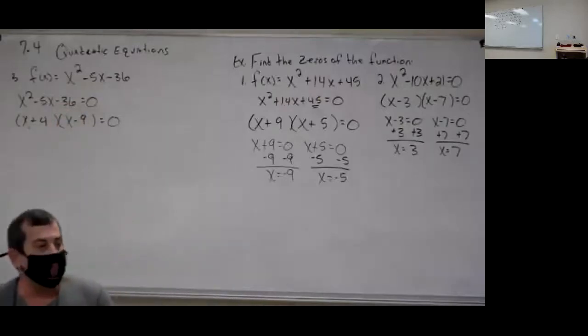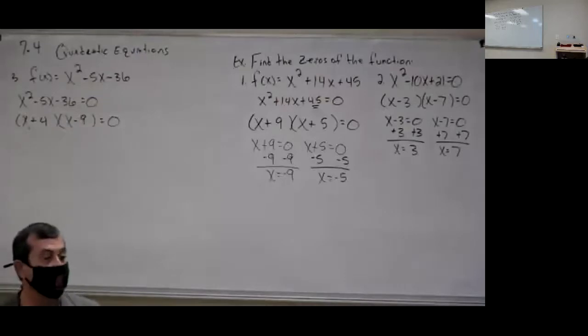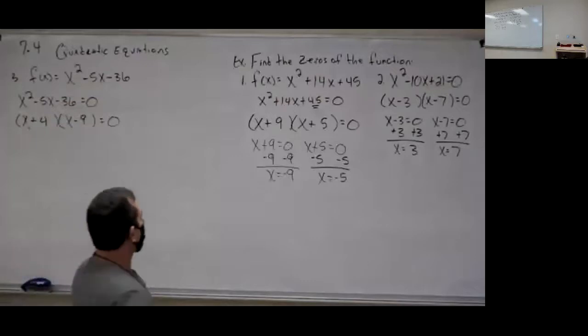So when the last one's negative, you're going to have unlike signs. You're going to find a difference of the factors to equal the middle. And the larger factor always has the same sign as the middle number. Okay?